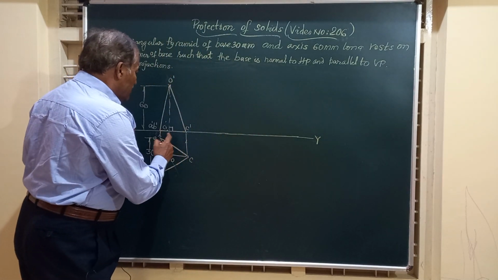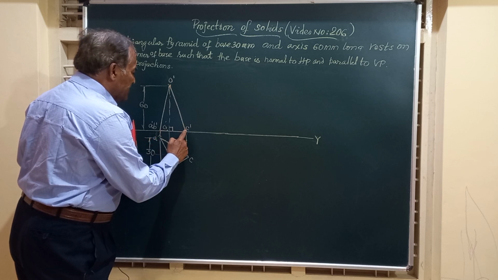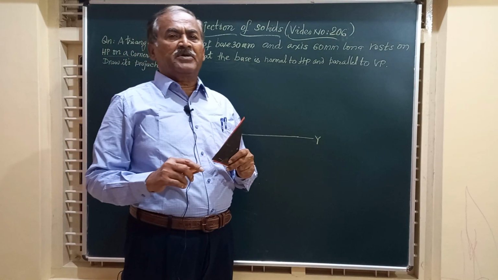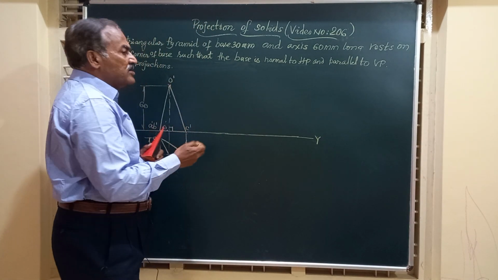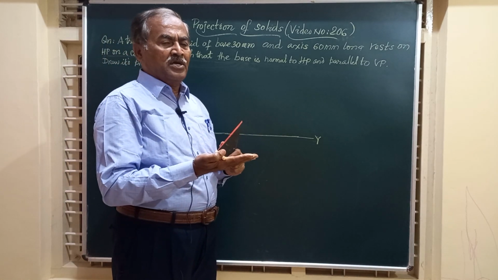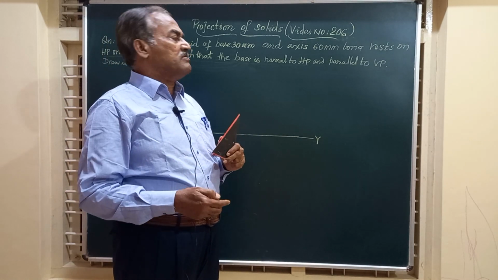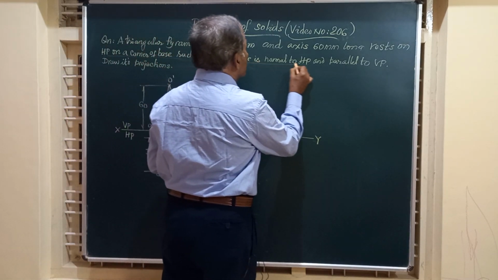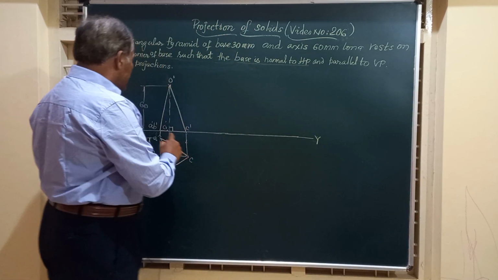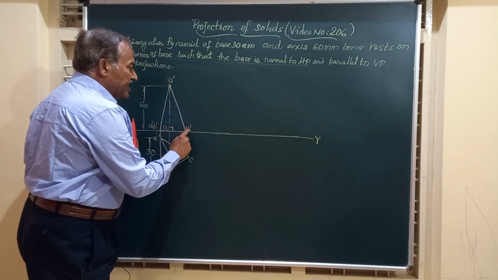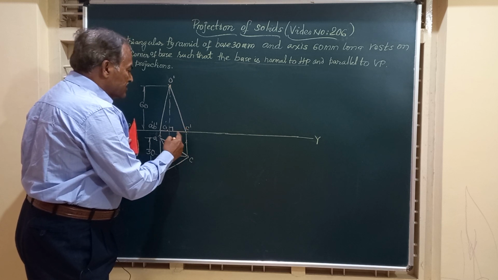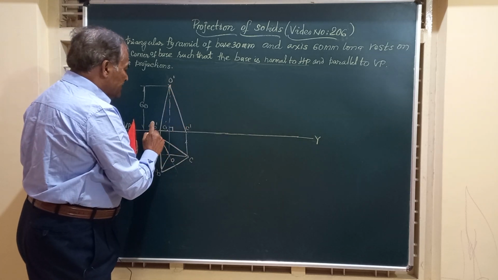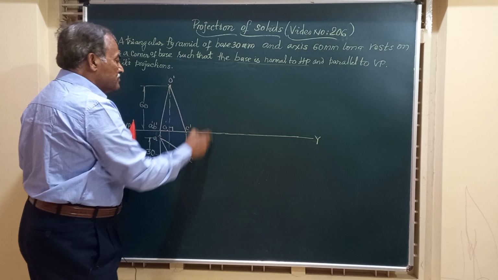Friends, you know the line a dash, b dash, c dash on HP or on XY represents the base of the pyramid, and this base of the pyramid is in contact with HP, and hence it is not making any angle with HP. So friends, he says base is normal to HP. That means whatever the line a dash, b dash, c dash representing the base has to be redrawn, or the whole figure is to be redrawn such that a dash, b dash, c dash becomes vertical.